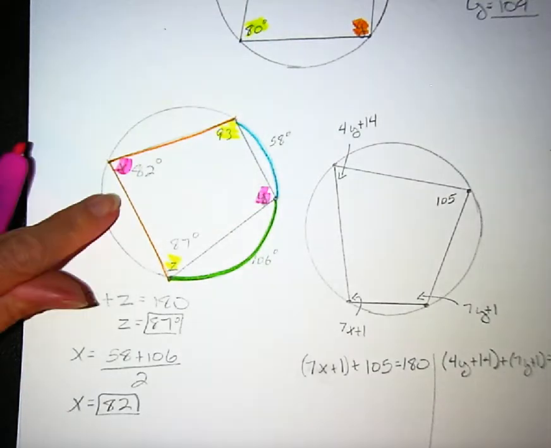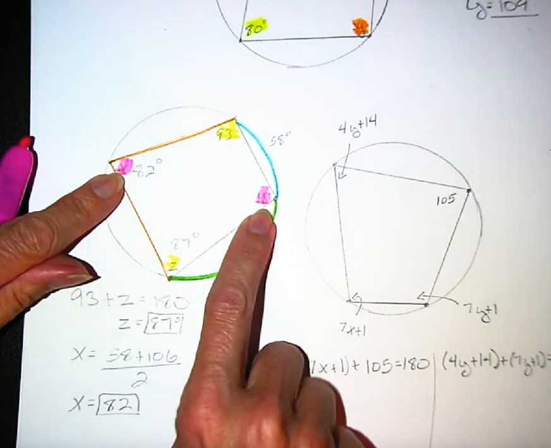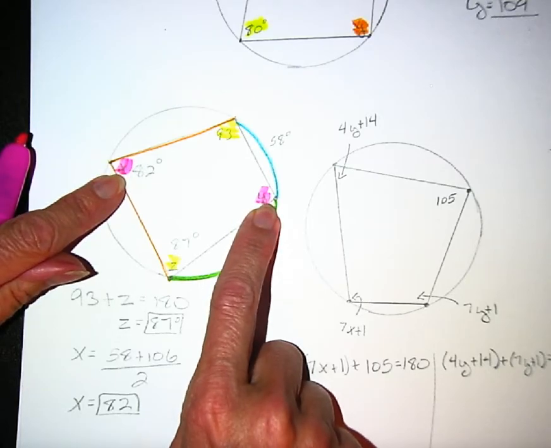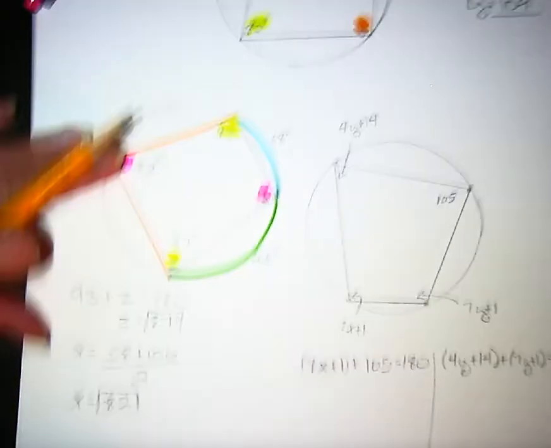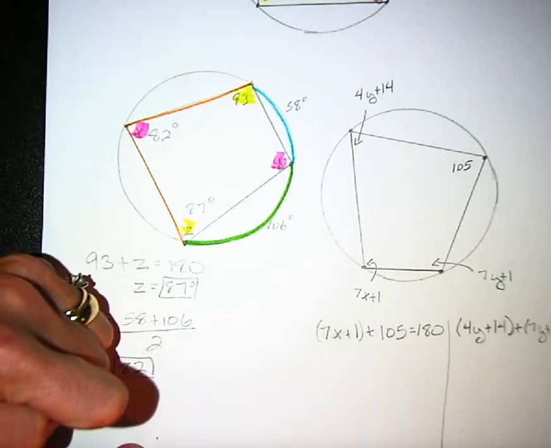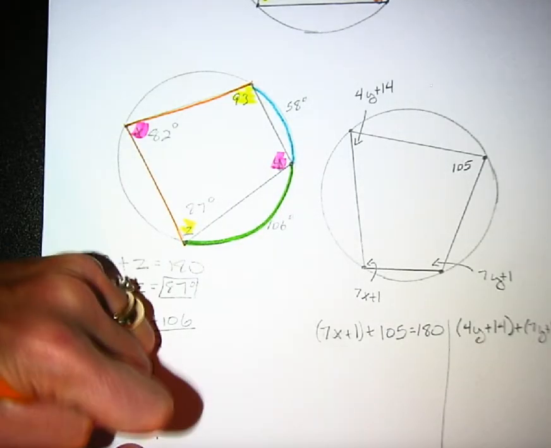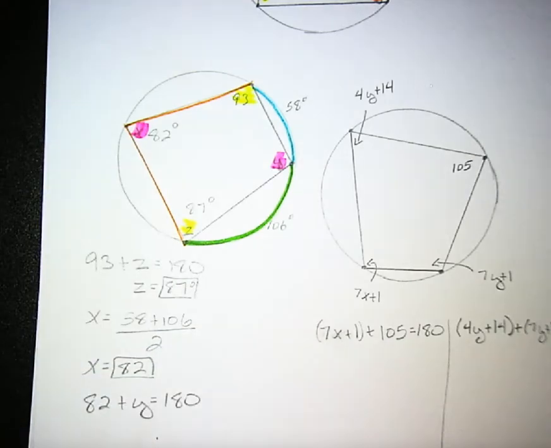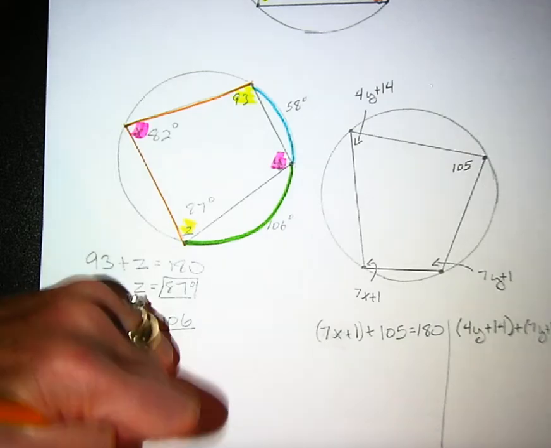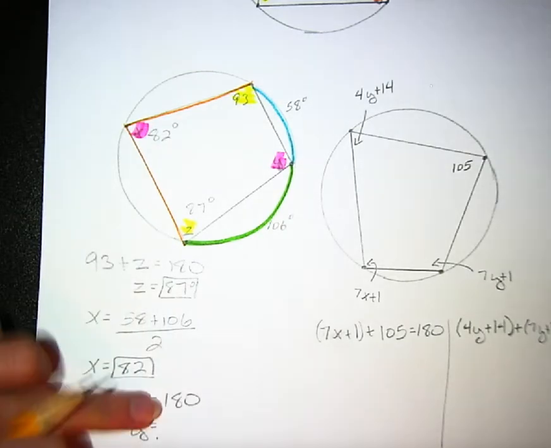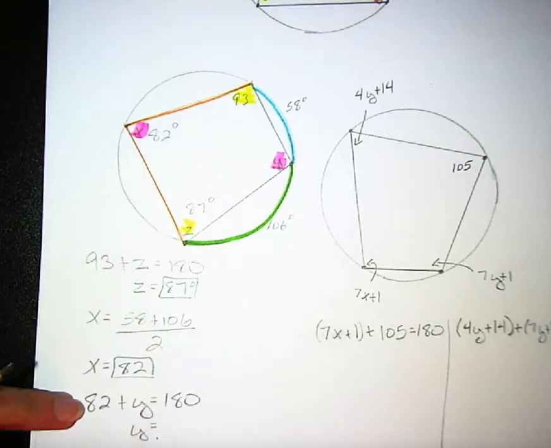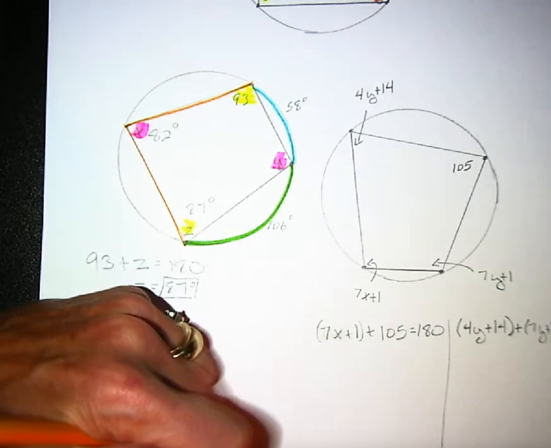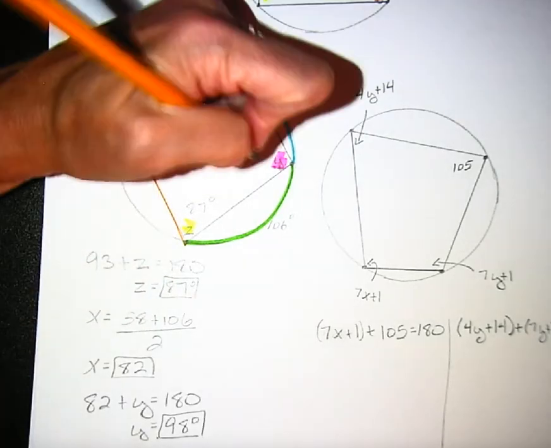Now that I know that x is 82, look at what is directly opposite of x, my y angle. Once I know x, I can figure out y, because those are opposite angles, and opposite angles are supplementary. So one last step: 82 plus my y equals 180 degrees. If I take 180 and subtract 82 from it, I get 98 degrees. And I have solved my quadrilateral.